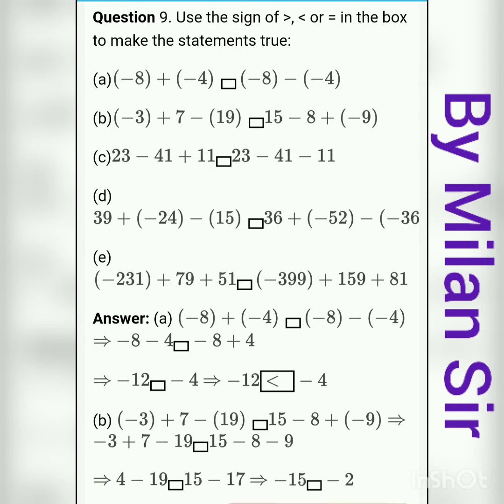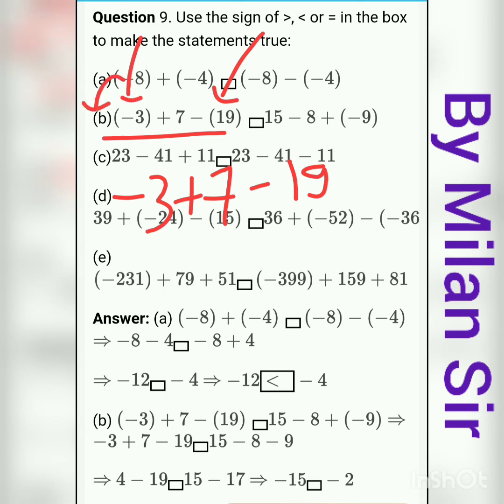Now question number B. Here on the left-hand side we have minus 3 plus 7 and minus 19. Okay. And on the right-hand side we have 15 minus 8 plus minus 9. So first of all we need to solve the left-hand side. Here minus 3 plus 7 minus 19. Here in the bracket we do not have any sign, right? So we can directly open the bracket. So minus 19, and before this bracket there is no sign, so directly we can open this bracket too. So alternately we can write minus 3 plus 7 minus 19. Okay, now we need to solve this.